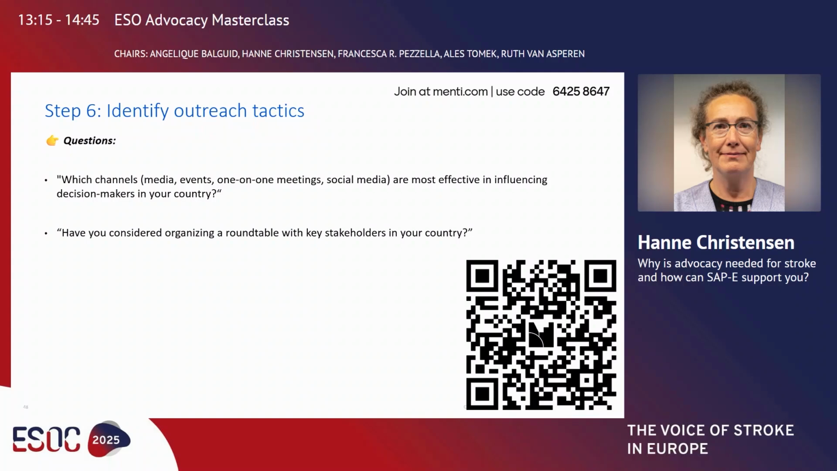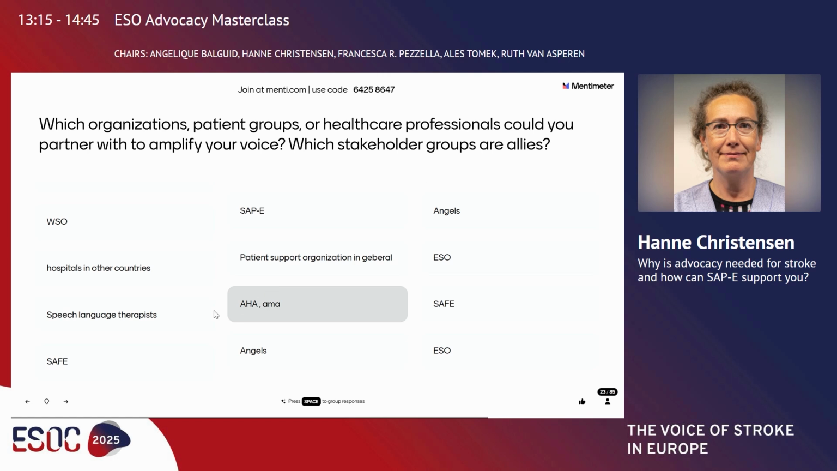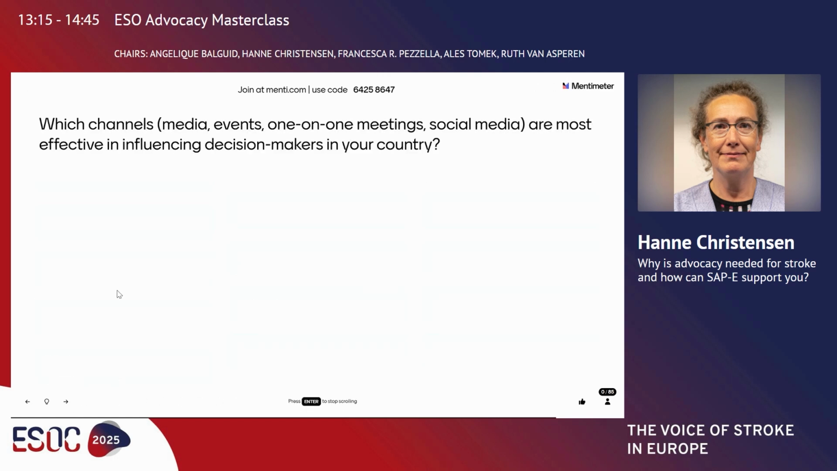So this is actually the last question, and I think we can have some discussion after this, to wrap it up. Which channels, and this could be on various different levels, media, events, one-on-one meetings, government meetings, social media, are most effective in influencing decision makers in your country? What do you think?